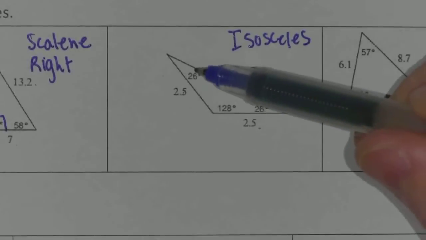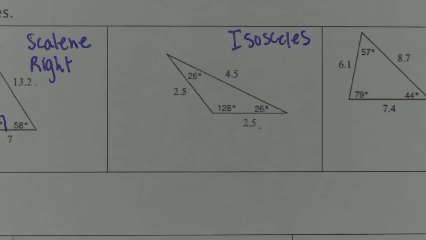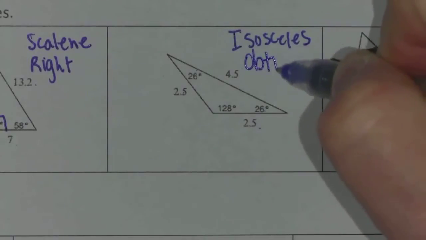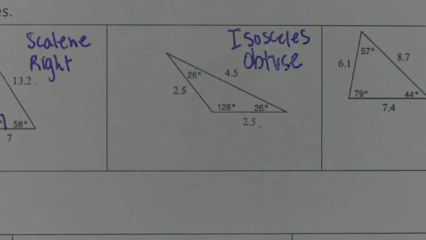Now look at the angles. Obtuse. Good job. Obtuse. It is. It is an isosceles obtuse triangle.